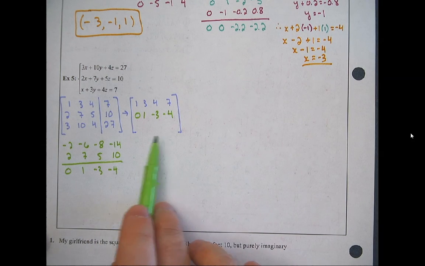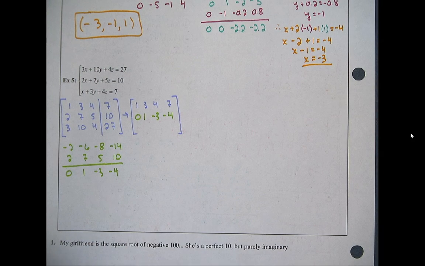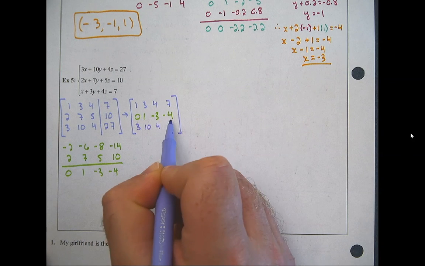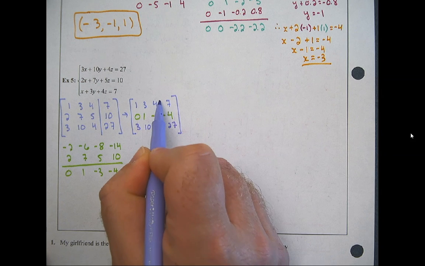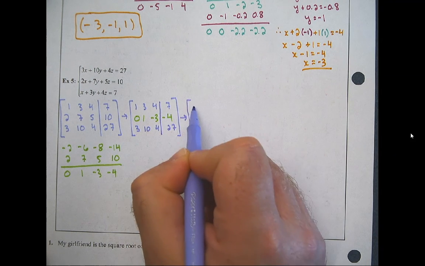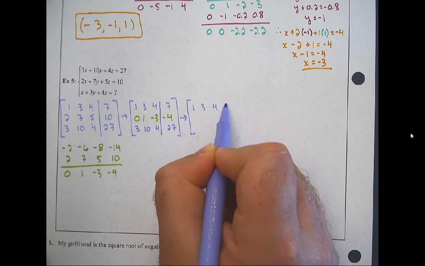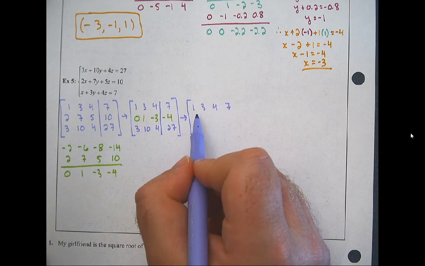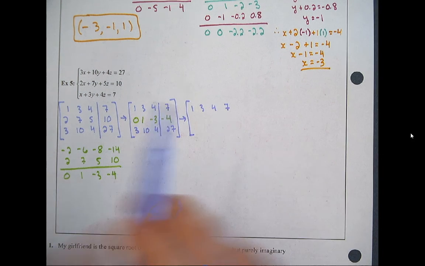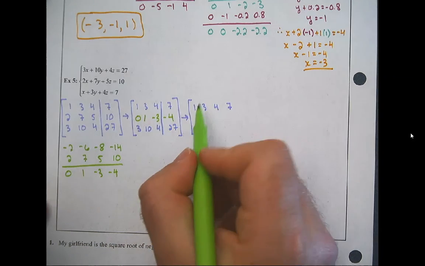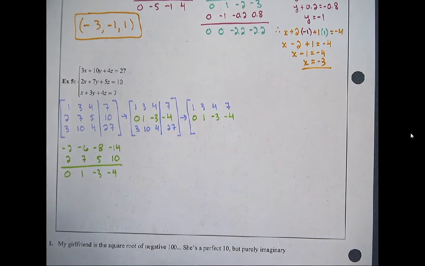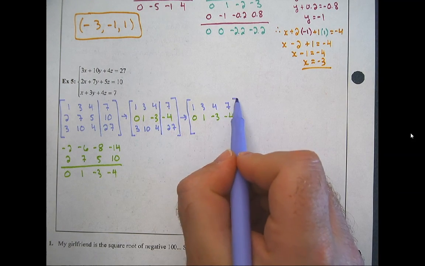Am I happy with row 3? No, so I'm just going to carry that one over: 3, 10, 4, 27. Start your new matrix. I like row 1. I like row 2. I think I'm going to keep those colors. I've got to do some work on row 3.